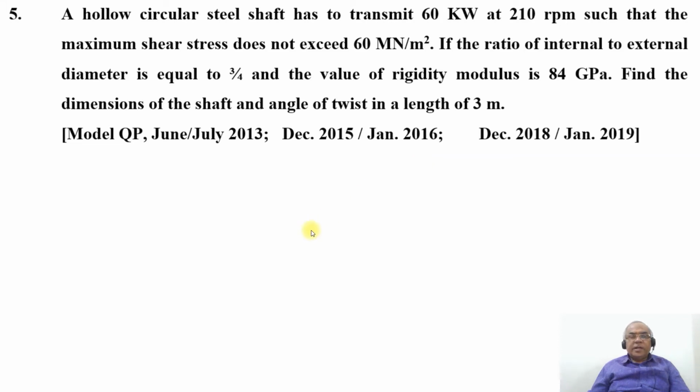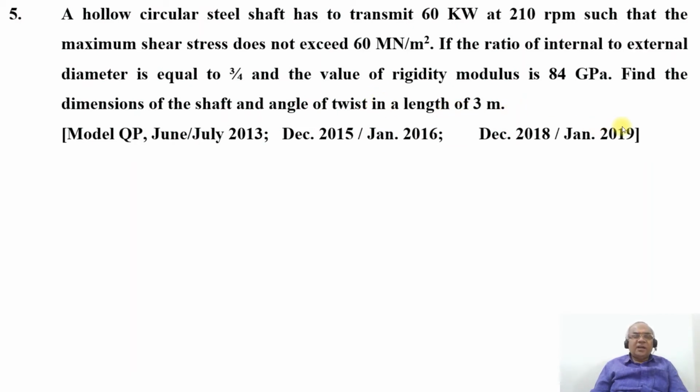Now, we're going to take up one more problem on the shaft. Problem number 5 reads: a hollow circular steel shaft has to transmit 60 kilowatt at 210 rpm such that the maximum shear stress does not exceed 60 meganewton per meter square. If the ratio of internal to external diameter is equal to 3 by 4 and the value of rigidity modulus is 84 GPa, find the dimensions of the shaft and the angle of twist in a length of 3 meters.